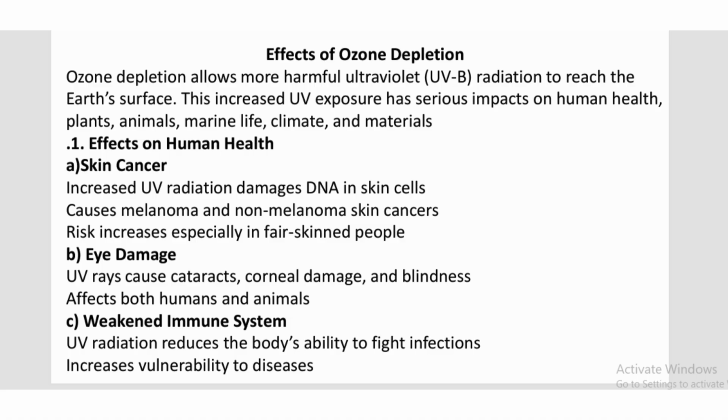The second one is eye damage. UV rays cause cataracts, corneal damage, and blindness. It affects both humans and animals. The third one is a weakened immune system. UV radiation reduces the body's ability to fight infections and increases vulnerability to diseases.